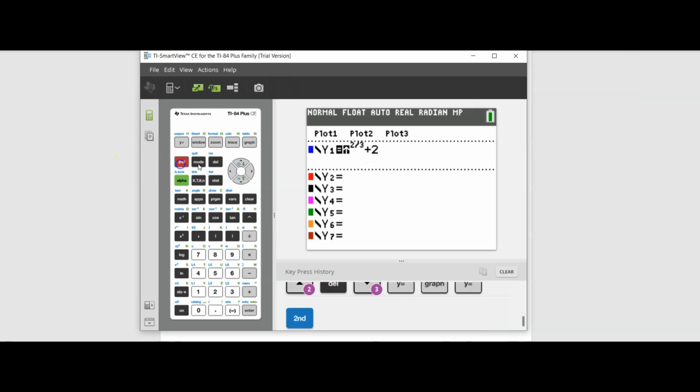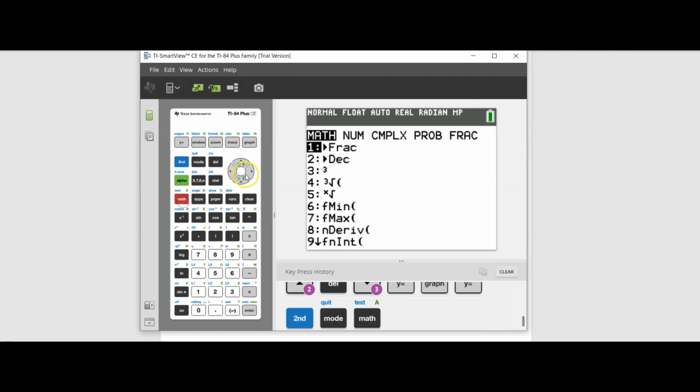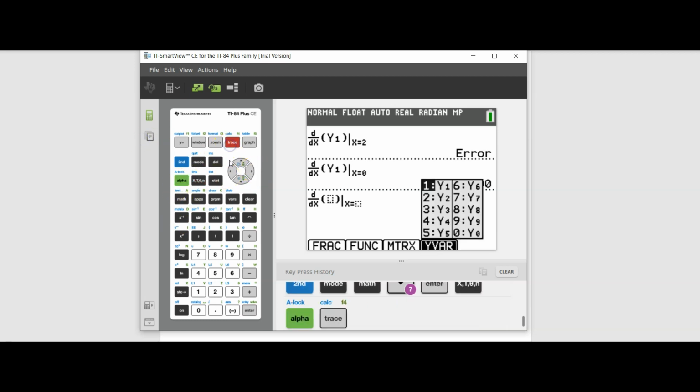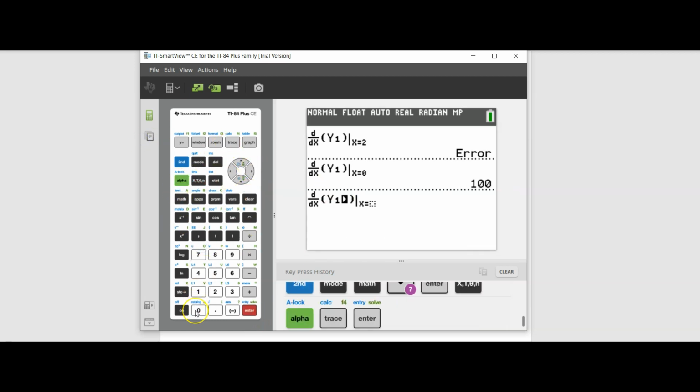Okay, so let's go to my home screen. Remember, go to Math 8. Variables x, my function is in y1, and I'm taking it when x is equal to 0. And that spits me out a value of 0. So what this calculator is saying is that there's a horizontal tangent at the point x equals 0.